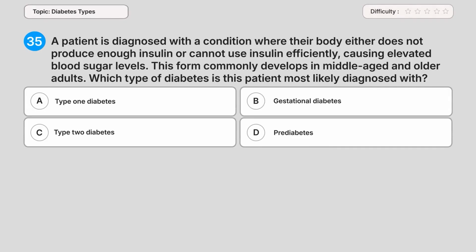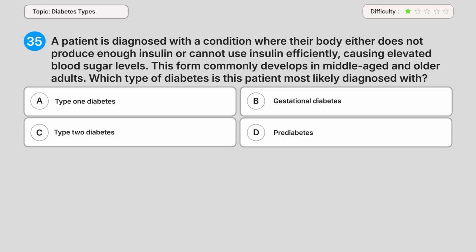35. A patient is diagnosed with a condition where their body either does not produce enough insulin or cannot use insulin efficiently, causing elevated blood sugar levels. This form commonly develops in middle-aged and older adults. Which type of diabetes is this patient most likely diagnosed with?